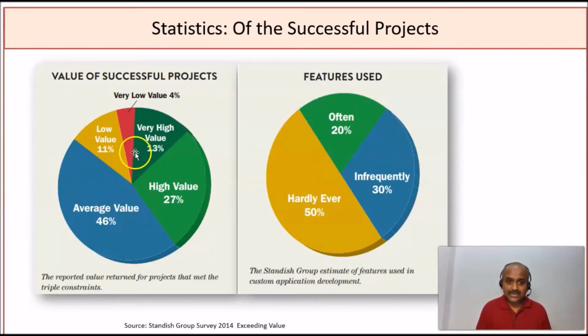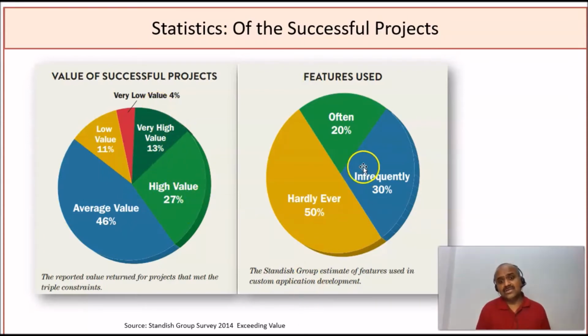It says that 13% of the projects yielded very high value and 27% yielded high value, whereas 46% of the projects yielded average value, 11% yielded low value, and 4% yielded very low value. So if you wanted to see how many percent of the projects yielded high value and very high value, it is 27% plus 13%, that is only 40%.